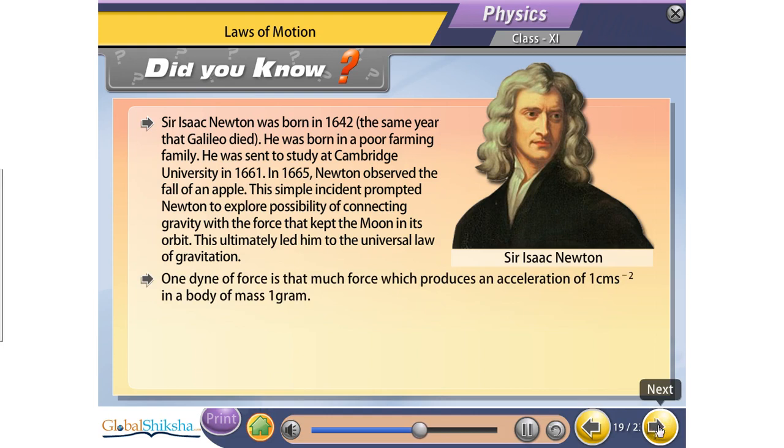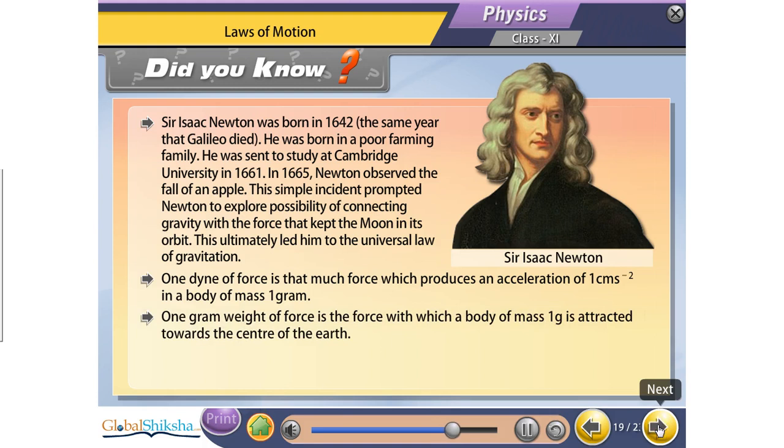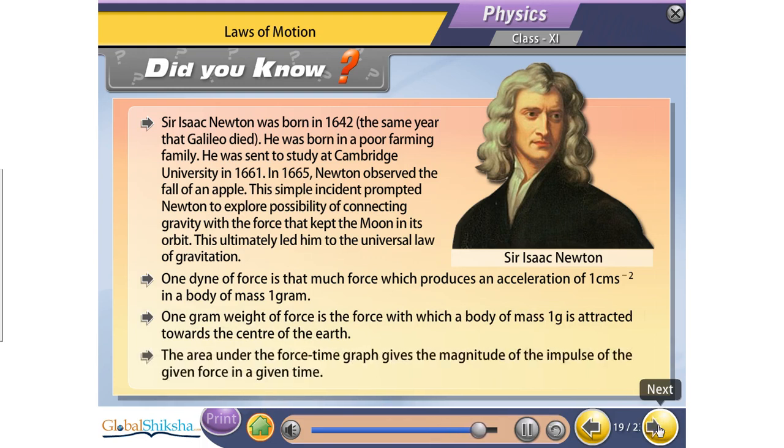One dyne of force is that much force which produces an acceleration of 1 centimeter per second squared in a body of mass 1 gram. 1 gram weight of force is the force with which a body of mass 1 gram is attracted towards the center of the earth. The area under the force-time graph gives the magnitude of the impulse of the given force in a given time.